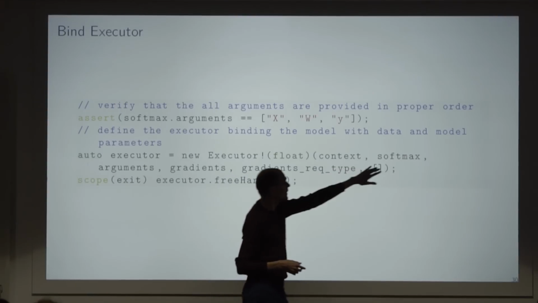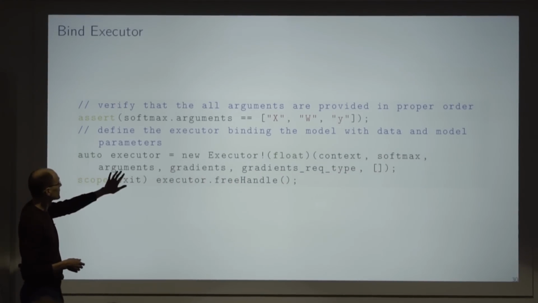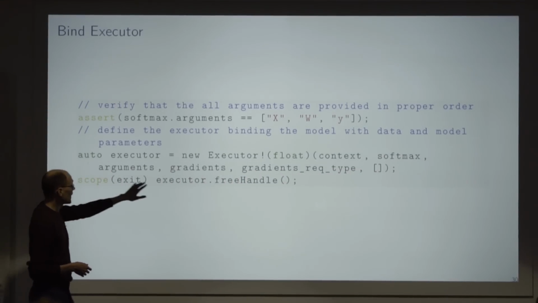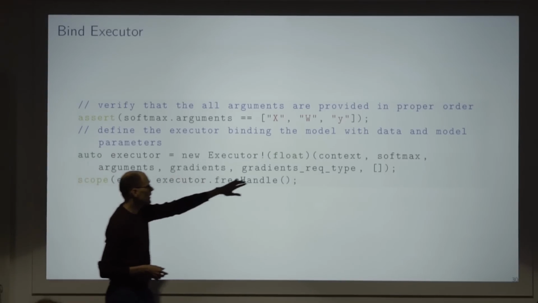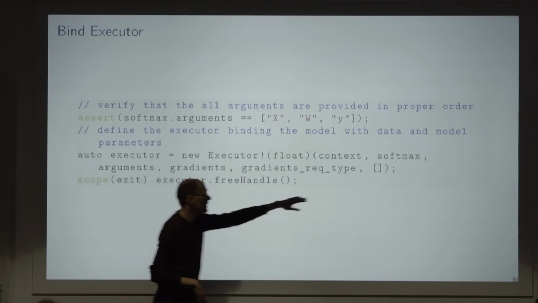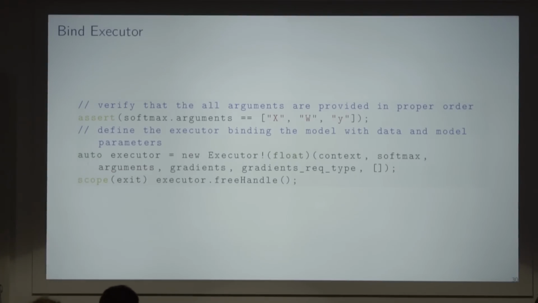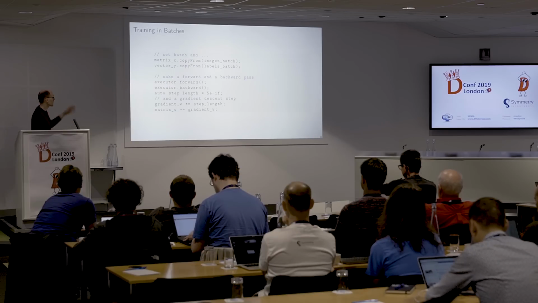So we give it a context. We give it the symbol that we'd like to bind. We give it the arguments. This is what we just built. And then we give it some storage for the gradients, and then here what to do with the gradients, because you could either say, calculate me a gradient, or don't calculate me a gradient. And here this is auxiliary storage that we don't need here, that's why it's empty. So now we have bound this executor, and now we can run over it.